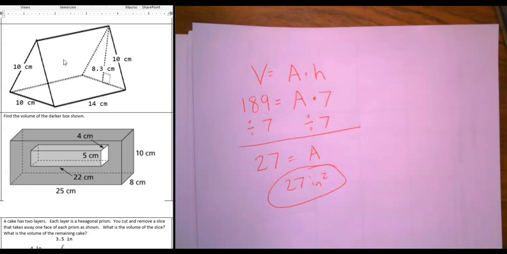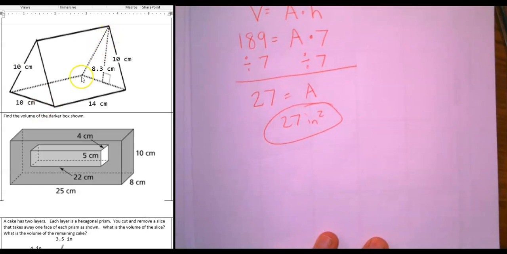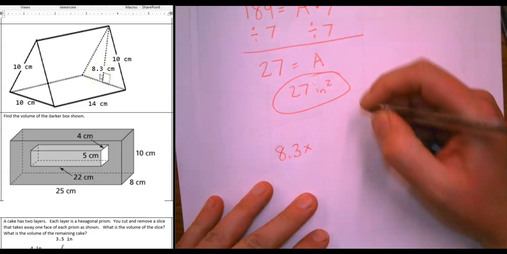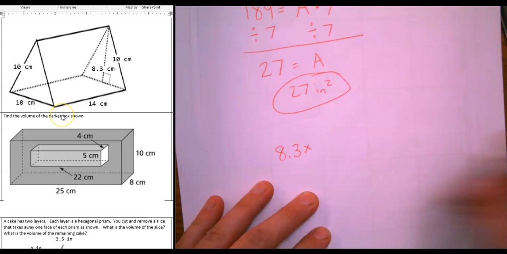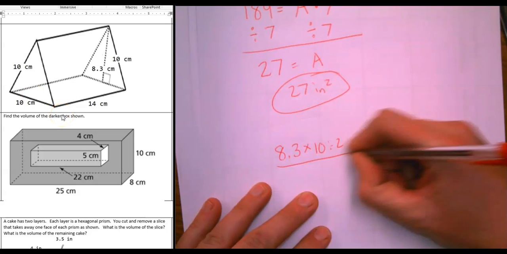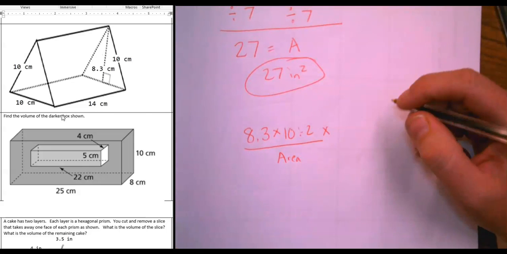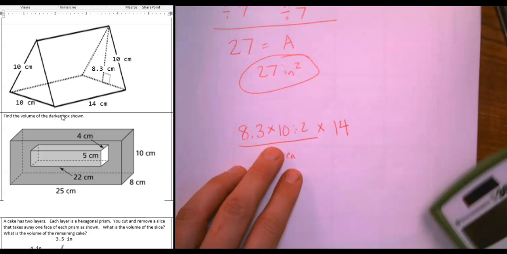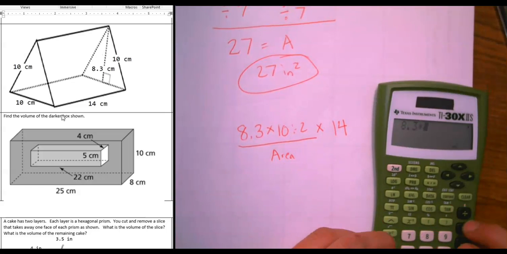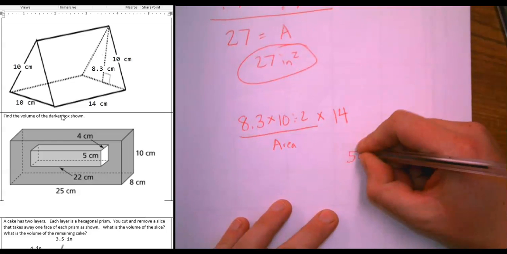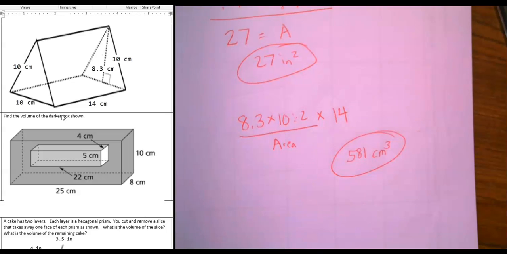Number 7, we're looking at another triangular prism. Again, our height of the triangle is going to be 8.3. Our base of the triangle is going to be 10, divided by 2. That's the area of our base. The height of our prism is 14. So then I do 8.3 times 10 divided by 2 times 14, and I get 581 centimeters cubed. And all of the extra 10s don't really matter.